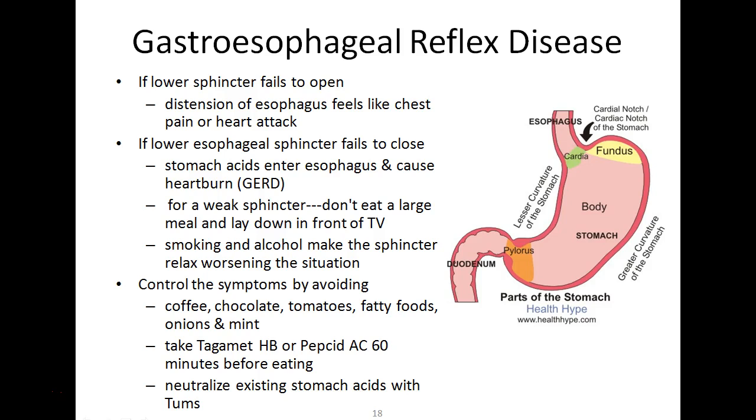We can prevent ourselves from this homeostatic imbalance by avoiding items like coffee, chocolate, tomatoes, onions, and mint. GERD may also be treated with proton pump inhibitors, histamine blockers, and antacids.